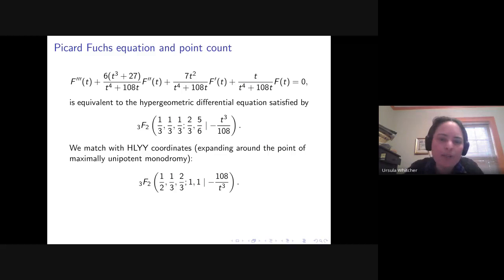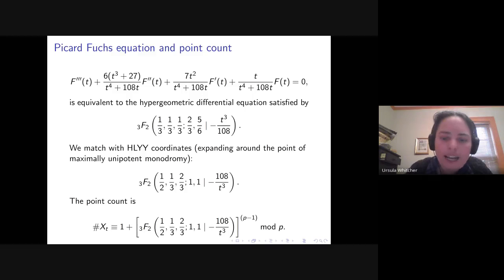And if we mash with the HLYY setup, which means that we're going to expand around Maxwellian uniform monodromy, we get another, even prettier, in fact, classical hypergeometric equation, this time just with 1/2 and 1/3 and with 1/1 as our beta parameters. And we can write down this gorgeous expression for the point count. Mod P, our point count is just given by this truncation of our classical hypergeometric equation series solution.